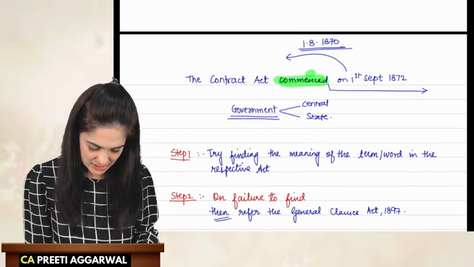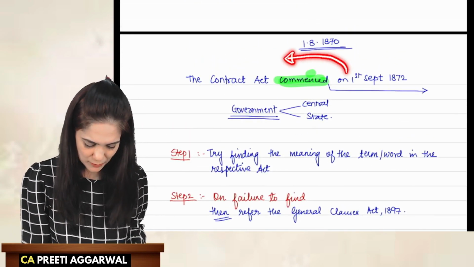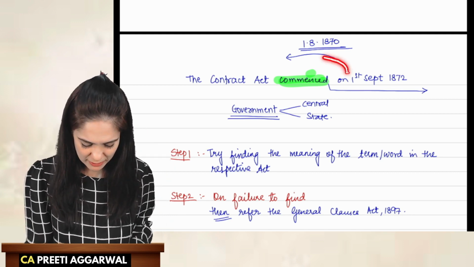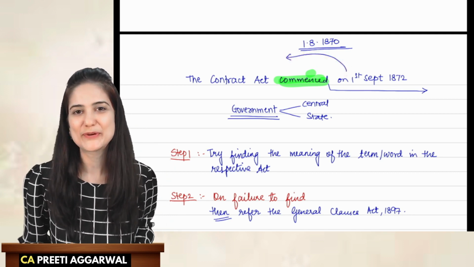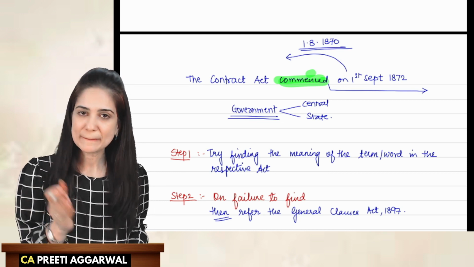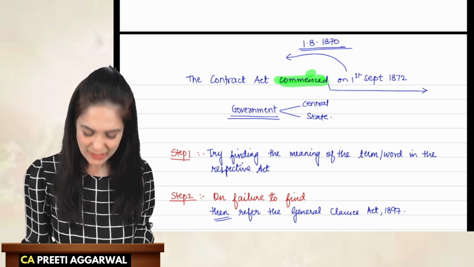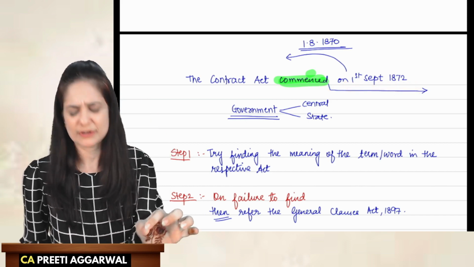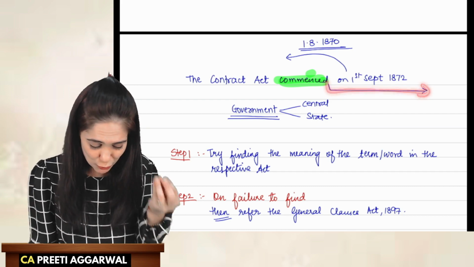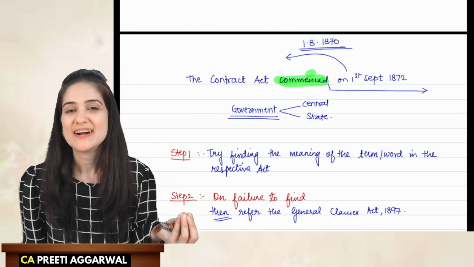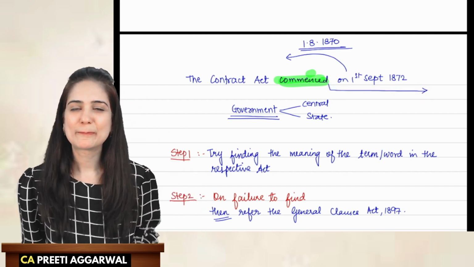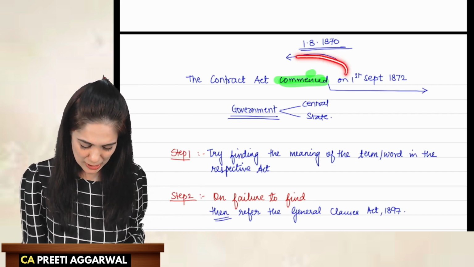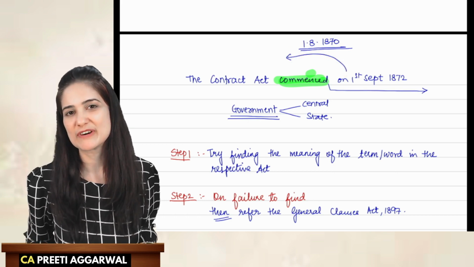Acha, I think you may be curious. I did not discuss. You may be curious to know, ma'am, could you please tell us what about the contracts which are entered before 1st September 1872? What act applies? Because the Contract Act came into force on 1st September. It applies to only those contracts which are entered after 1st of September. So what about the contracts which are entered before 1st September? The English law applies to those contracts because that time we had Britishers. Yes. So the English law applies to the contracts which are entered before 1st September 1872.